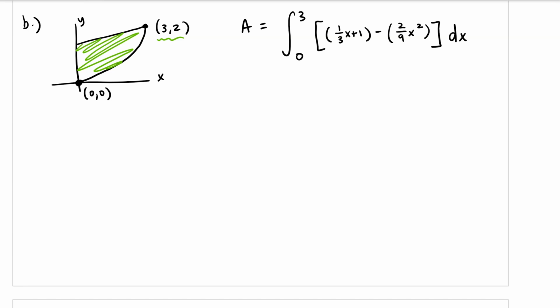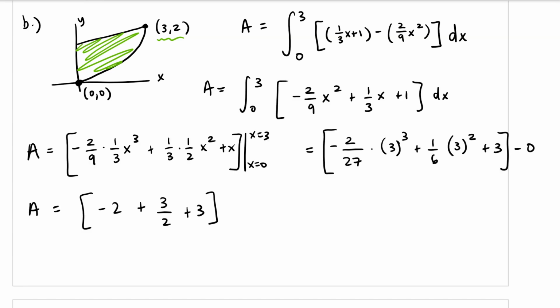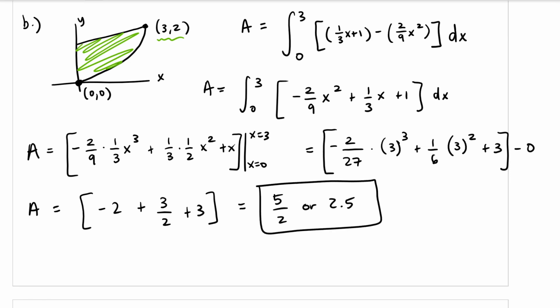Now we want to go ahead and integrate. So I've gone ahead and taken the antiderivative, simplified, and then plugged in our limits of integration. Luckily, our lower limit is 0, so a lot of it will be 0. And then finally, if I go ahead and simplify this, it's going to give me 5/2 or 2.5 as the area of R2.